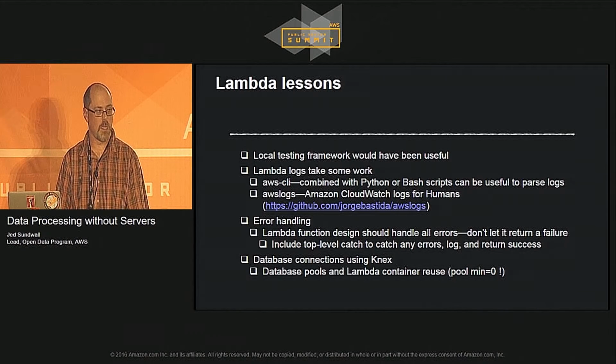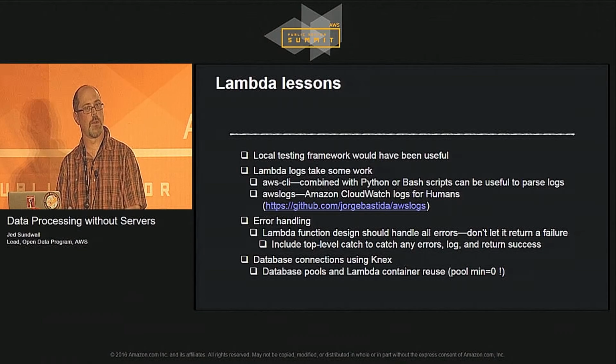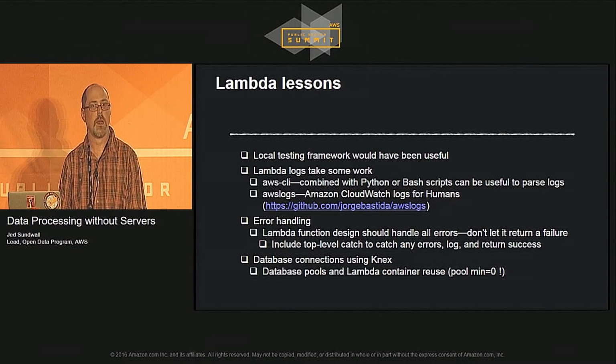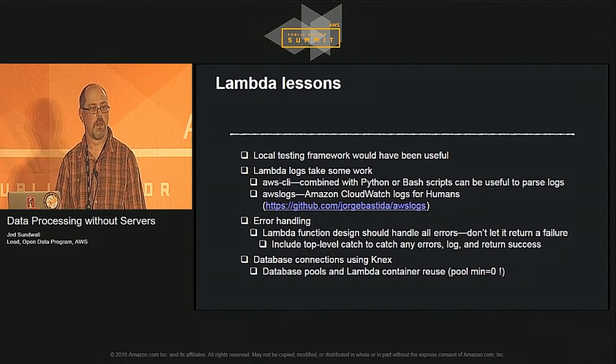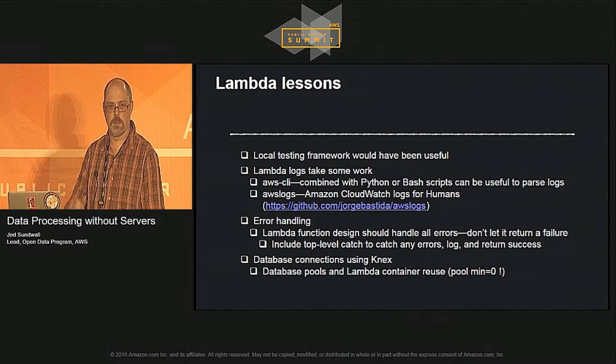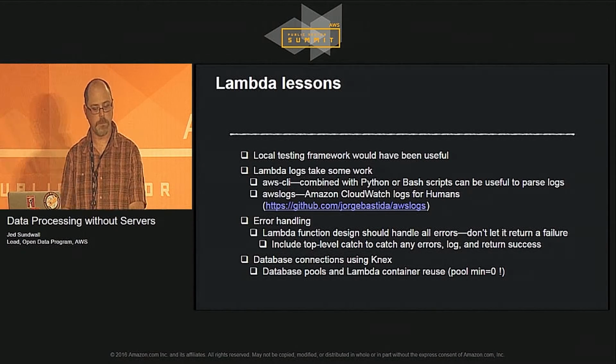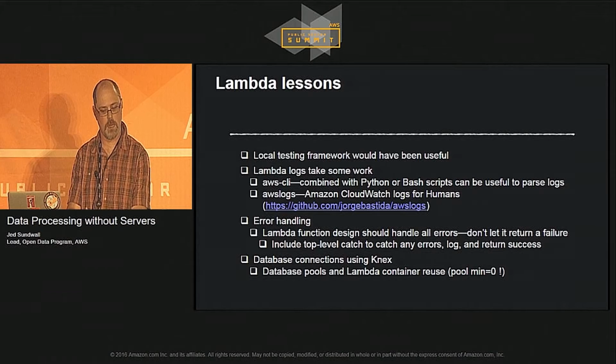We use the AWS CLI, which works pretty well, but awslogs is an open source project that we ended up using, and it works great for being able to just say, give me all the logs within the last hour from this Lambda function, and show it in my terminal with some pretty colors so I can see the different fields. So I would suggest using that.